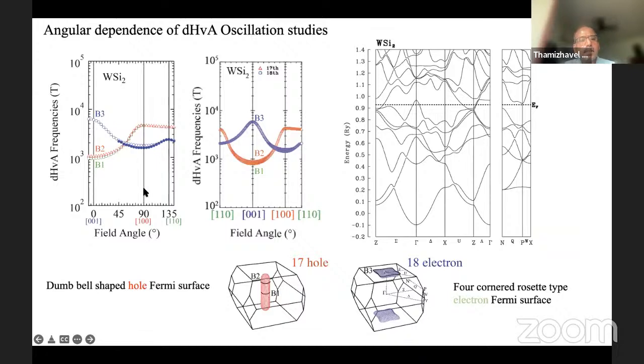Here, you can see the experimentally observed angular dependence of the dHvA oscillation. This is the theoretically calculated angular dependence of dHvA oscillations. The experiment and theory exactly match each other, and this has a dumbbell-shaped hole Fermi surface here. And in the other direction, you have this electron Fermi surface. There B1 and B2 are indicated by these 2 frequencies, and B3, this electron pocket, is indicated by this frequency here.